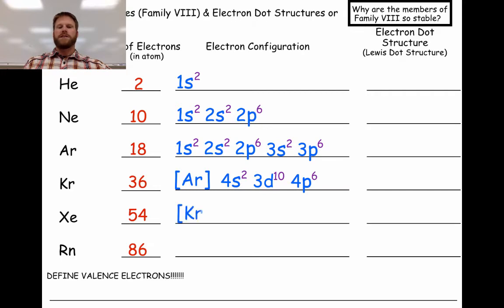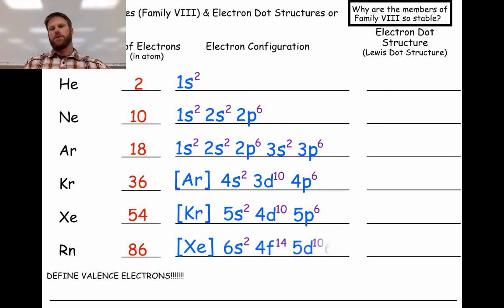So we could do the same thing with xenon. The noble gas before xenon is krypton. So then we can start on our quantum chart at the next period, which would be 5s, so it'd be 5s2, and then 4d10, and 5p6. And then for radon, it gets a little crazy because you'll have some f orbitals, but xenon is the noble gas before radon, so the electron configuration would be 6s2, and then you have to go to the 4f's, 4f14, then back up to the 5d's, 5d10, and then finally 6p6. So these are the electron configurations for the noble gases.